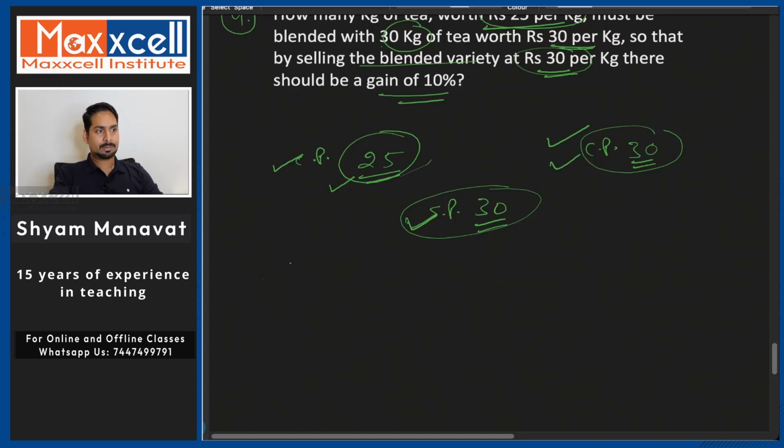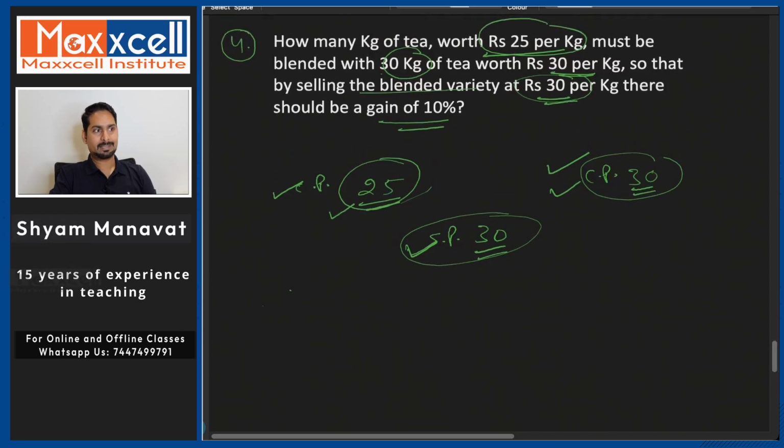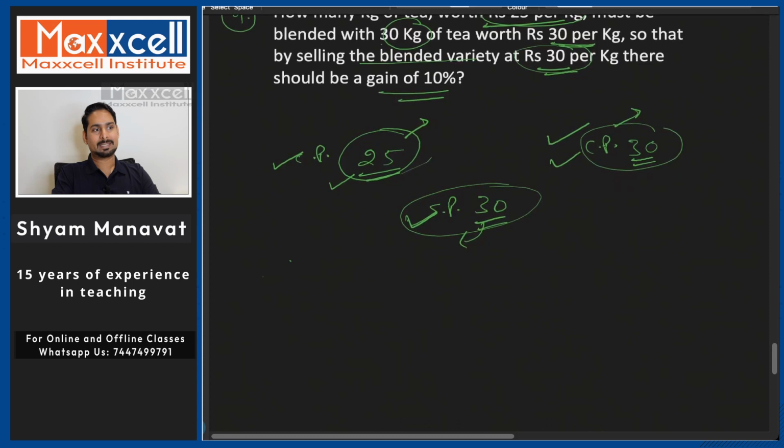So let's try to make them in the same form. The easier way I find here is to make them into the selling price, because it will be simply an increase of 10% in these two. Or you can also reverse this 30 and then divide by 1.1. You know what I'm talking about if you have gone through my lectures of profit and loss. So I find it easy to increase these two values by 10% and make them also selling price. This selling price is with 10% profit.